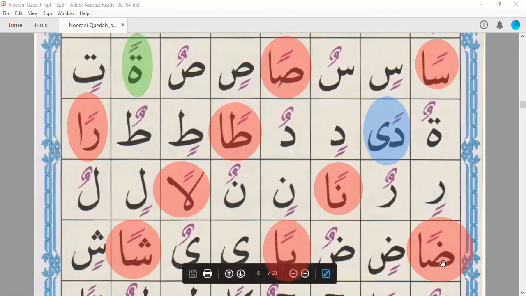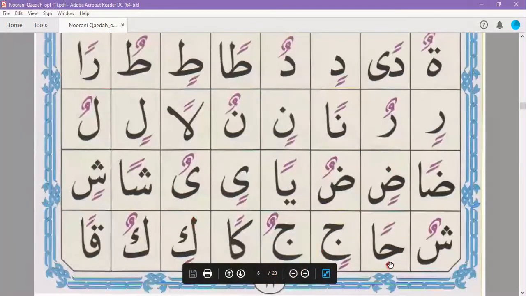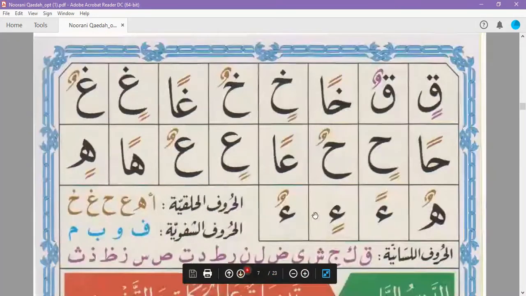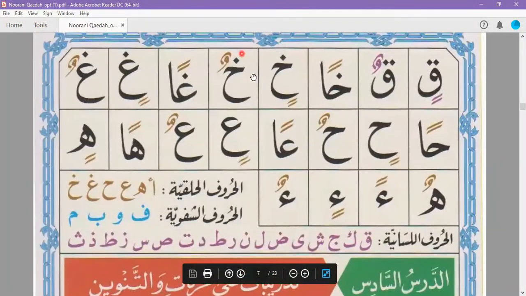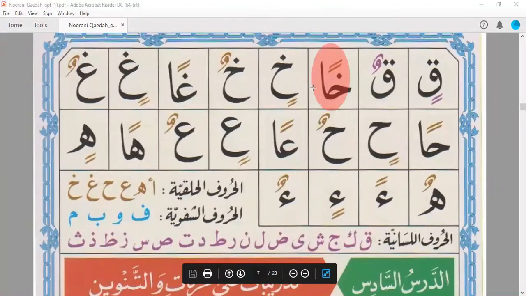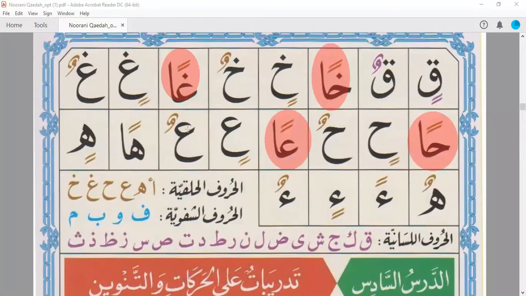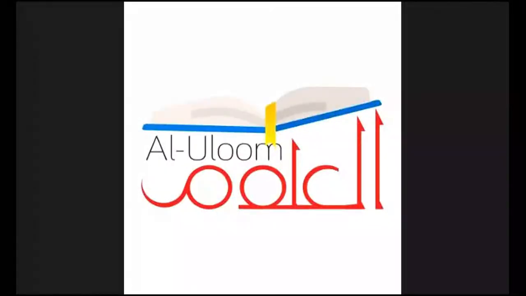So you will continue and check more. Here, jim fathatani, kaf fathatani, and qaf fathatani are also with alif. Here, we got alif, alif, alif, alif, alif. And lastly, we got green color for hamza fathatani, which is not followed by alif. Okay, so let's understand what is happening here.